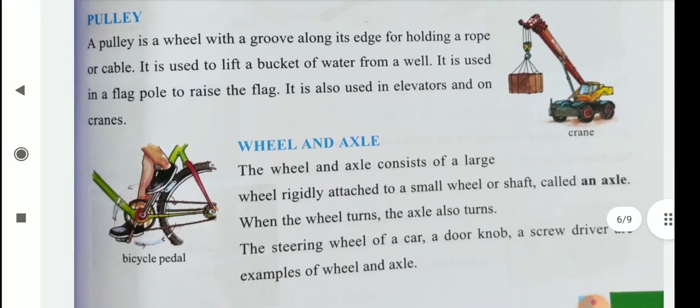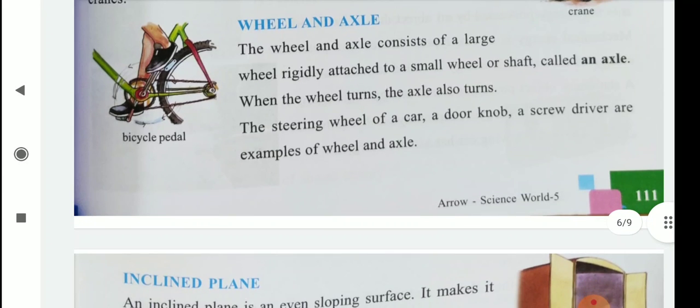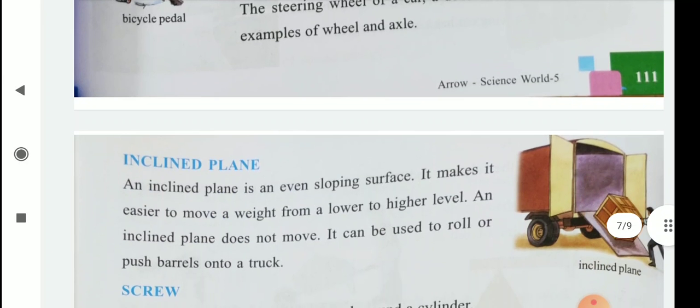Then wheel and axle. The wheel and axle consist of a large wheel rigidly attached to a small wheel or shaft called an axle. When the wheel turns, the axle also turns. The steering wheel of a car, a doorknob, a screwdriver are examples of wheel and axle. Then inclined plane.